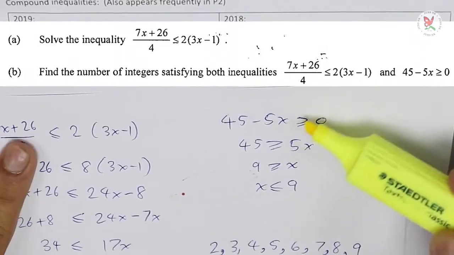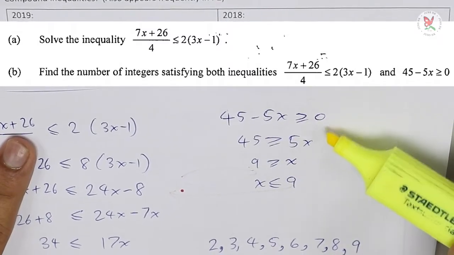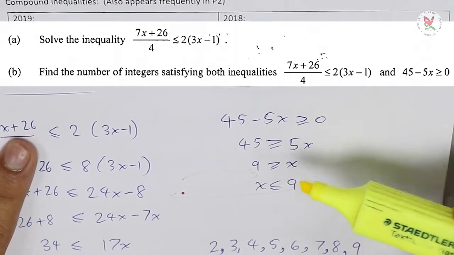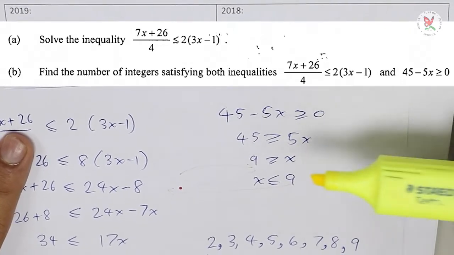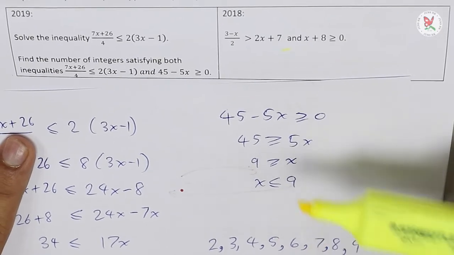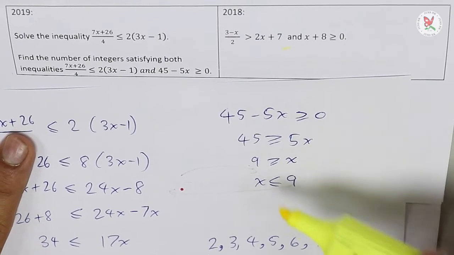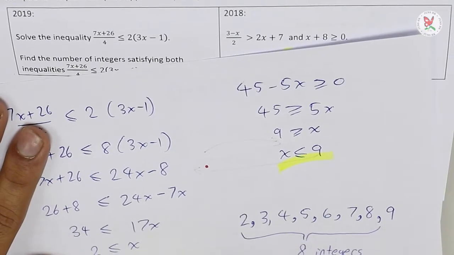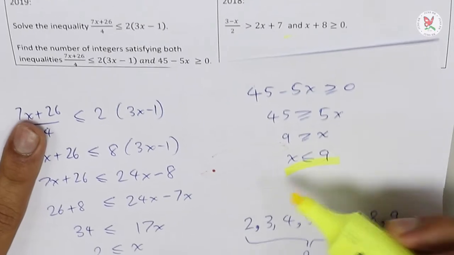So very simply, we take the 5x to the other side, and we have 45 is greater than or equal to 5x, and divide both sides by 5. We are left with 9 is greater than or equal to x, or in other words, x is smaller than or equal to 9.